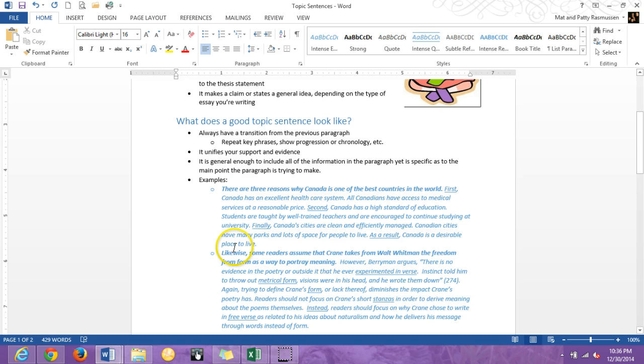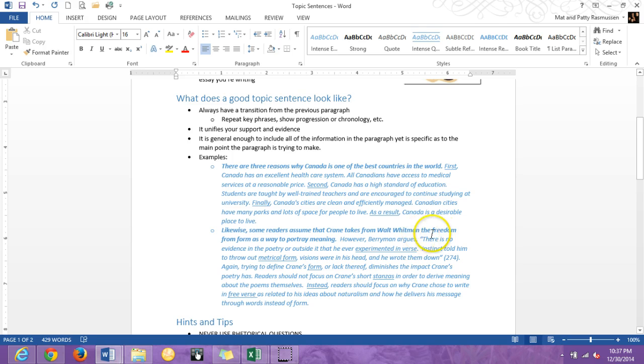So the word likewise refers to the last sentence in the previous paragraph, excuse me. So that's how you can link them. It can be sometimes as simple as this. Otherwise, you could use a word from the previous sentence. Okay, then. However, Berryman argues there is no evidence, blah, blah, blah.